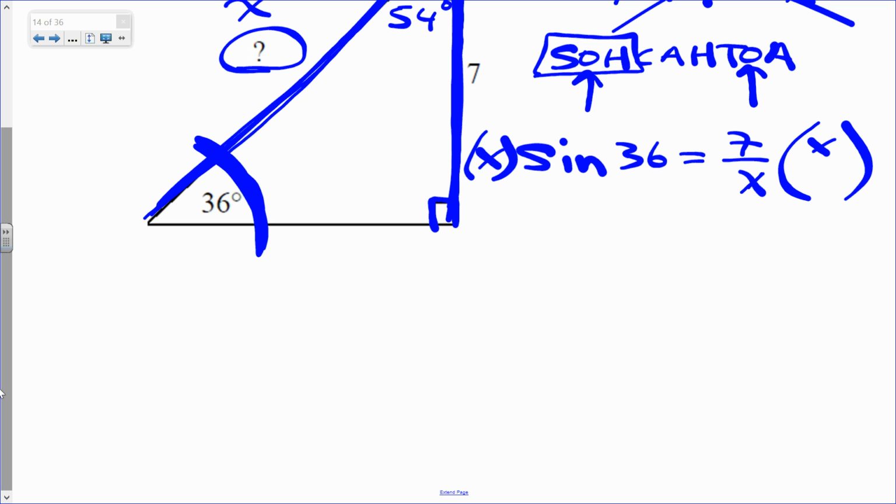And look at why I multiplied by x. Check this out. 7 over x is a fraction. If I make x into a fraction, just put x over 1. And look what ends up happening.